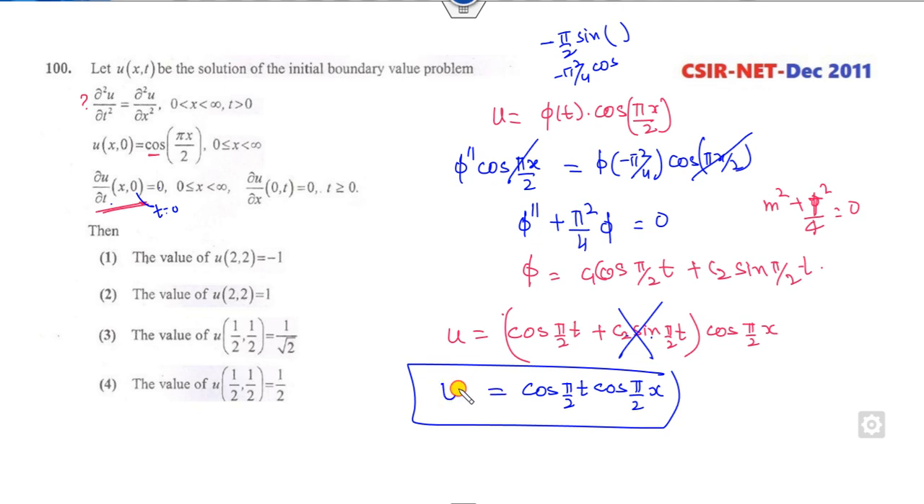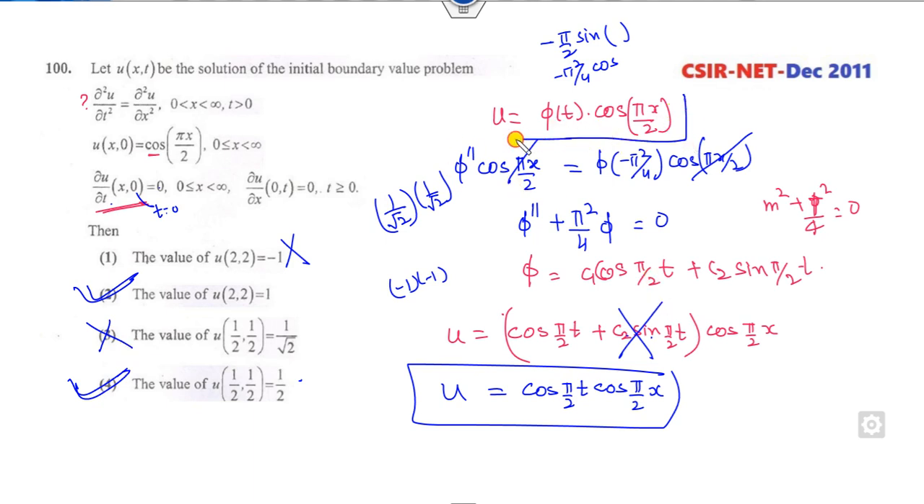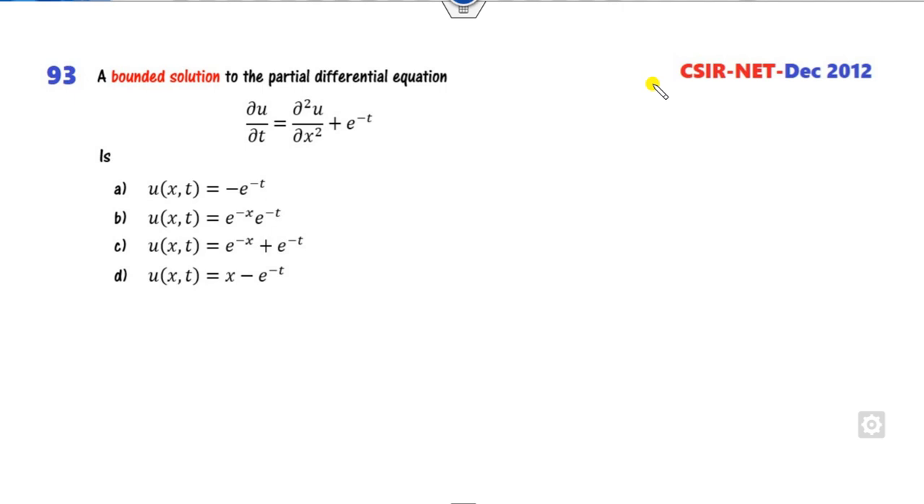Now you can substitute the answer. Cos pi is minus 1, cos pi is minus 1, so plus 1. So this option is cancelled. This is the right answer: 1 by 2, cos pi by 4, root 2, cos pi by 4, 1 by root 2. So 1 by 2 is the right answer, this option is cancelled. So always remember, this is a very simple shortcut trick for you.